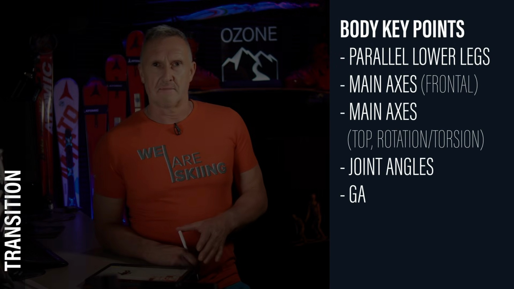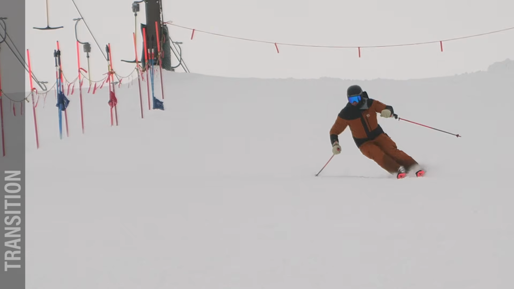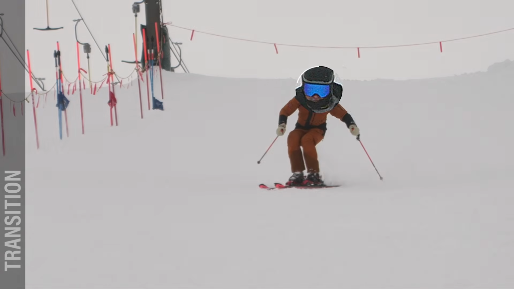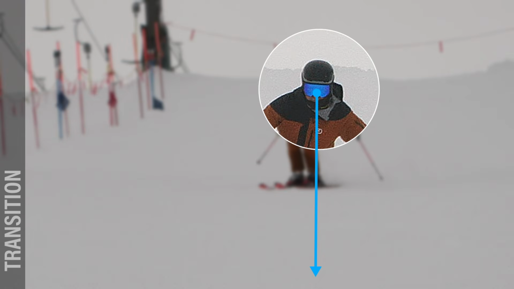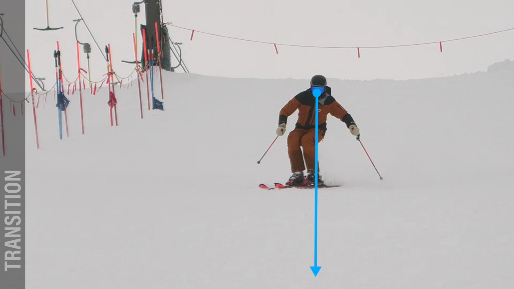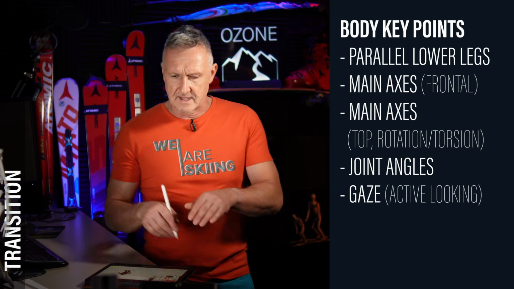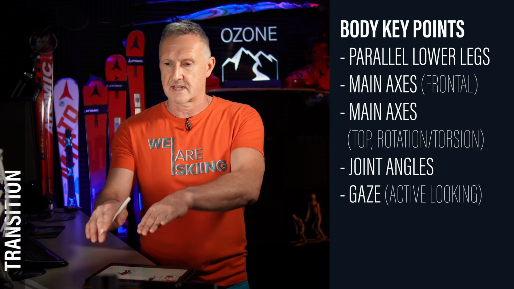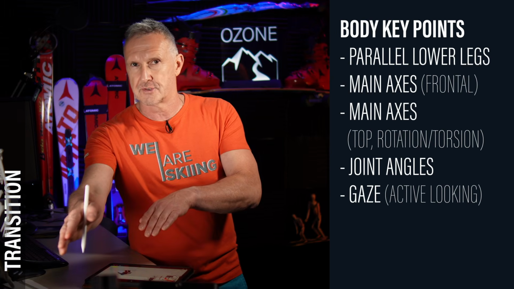I also recommend checking the gaze direction. During the transition, the skier should visually aim for the fall line, roughly at the location of the next transition or further away. Looking down at the snow at the subsequent initiation or the apex of the turn is a mistake.